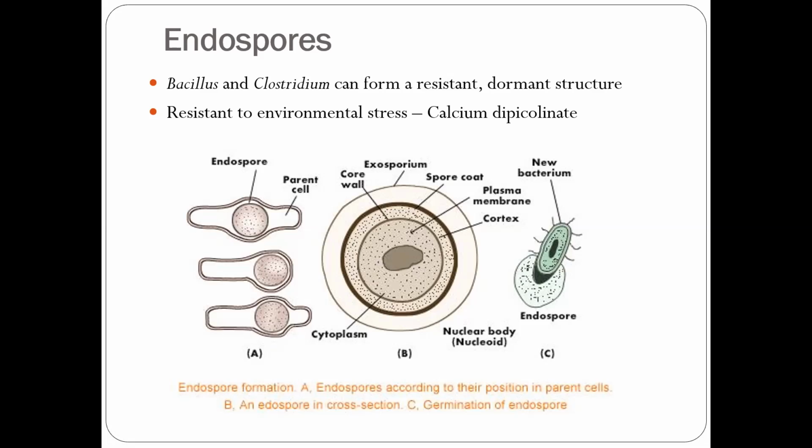tetani, perfringens, and botulinum. So those are the four. They live in a very harsh environment. They form this very dormant structure. This is called sporulation. But when the condition changes, the spore could become a normal bacterium. That's called germination.